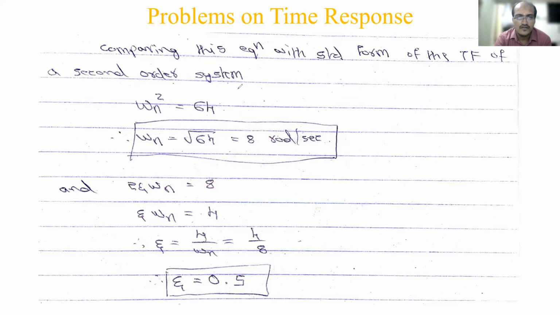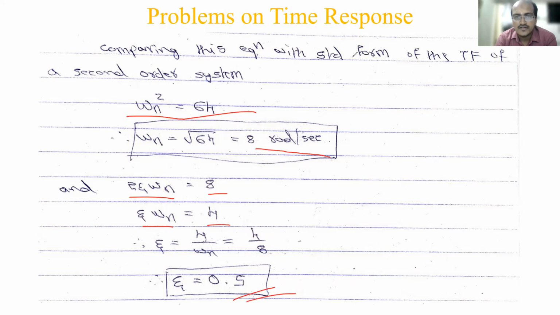The standard equation is omega n square by s square plus 2 zeta omega n s plus omega n square. From the denominator we always see omega n square, which you get as 64. So omega n is equal to the square root of 64, which is 8 radian per second. 8 into 8 is 64, so it comes out a whole number. Then 2 zeta omega n, the s coefficient, is equal to 8. From this, zeta omega n is equal to 4, since 8 by 2 is 4. Then zeta is equal to 4 by omega n. Omega n is 8, so you get zeta equal to exactly 0.5. So this is the calculation, simple. The second problem is also over.